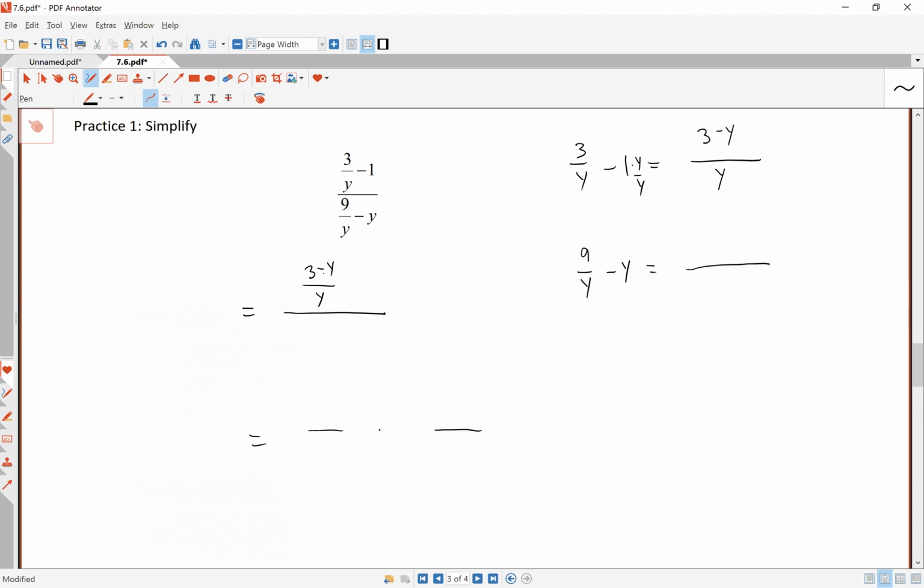9 over y minus y. Their common denominator is also y. So this is over 1. I multiply it top and bottom by y to make it have that denominator. So we are left with 9 minus y squared over y. Now that we have our numerator and denominator as single fractions, we take the first numerator, 3 minus y over y, keep it the same, and multiply by the reciprocal of 9 minus y squared over y. That gives us y over 9 minus y squared.